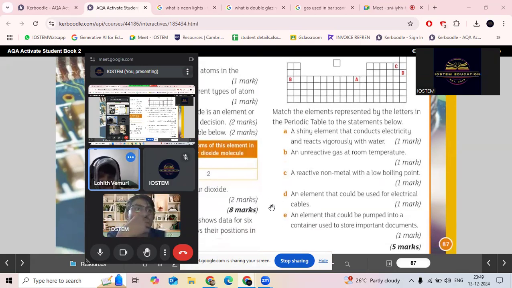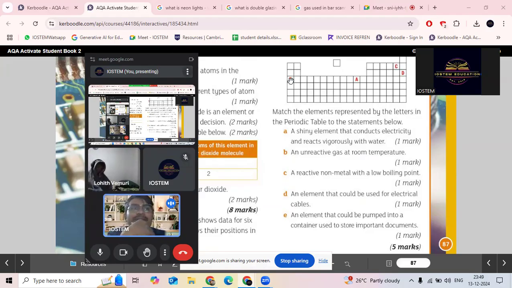An element that can be used for electric cables is A. Obviously. A. B. A or B or both? No, what is that element? Potassium, or it's either potassium or sodium. Sodium. It's sodium, I think, right? So lithium, then sodium, then potassium, right? So B is potassium.